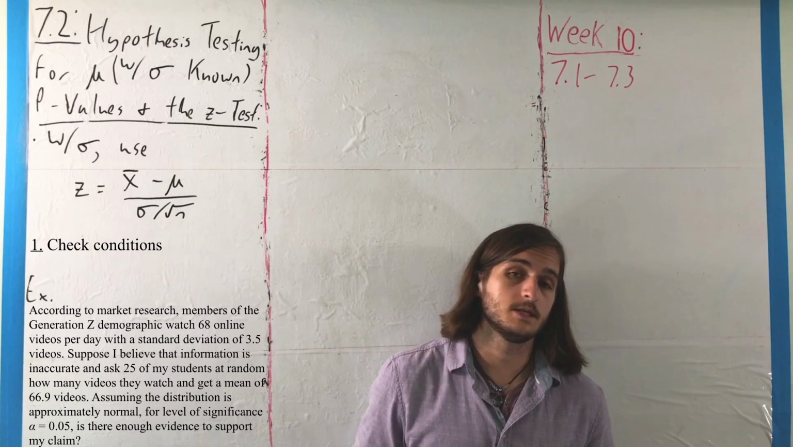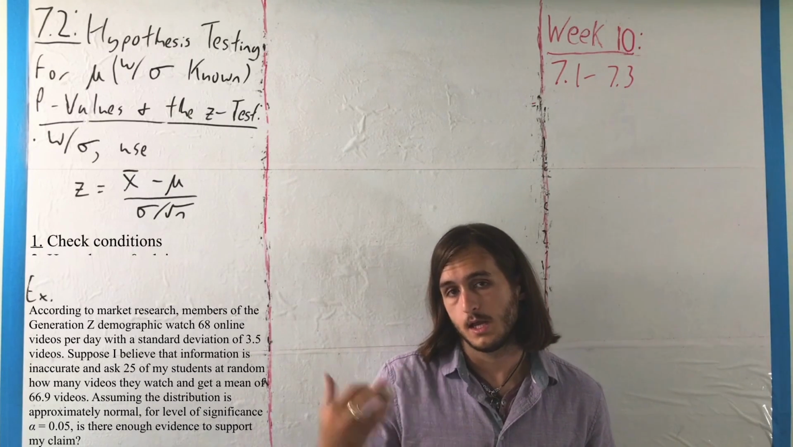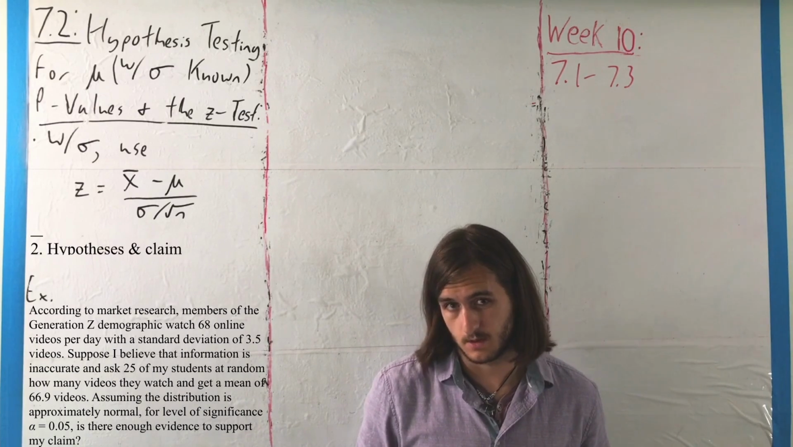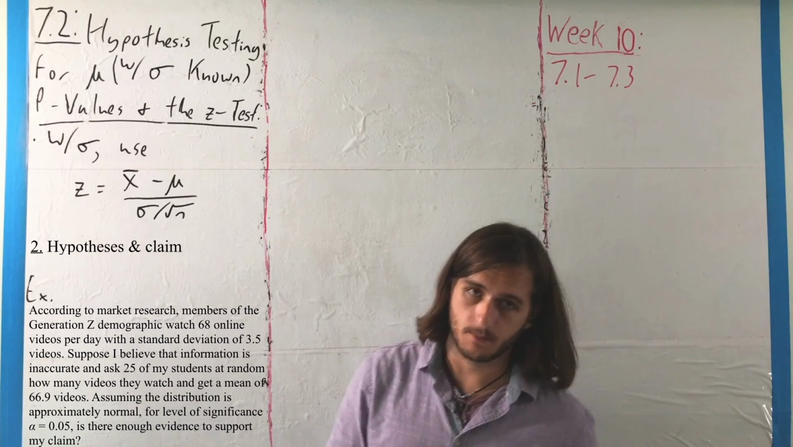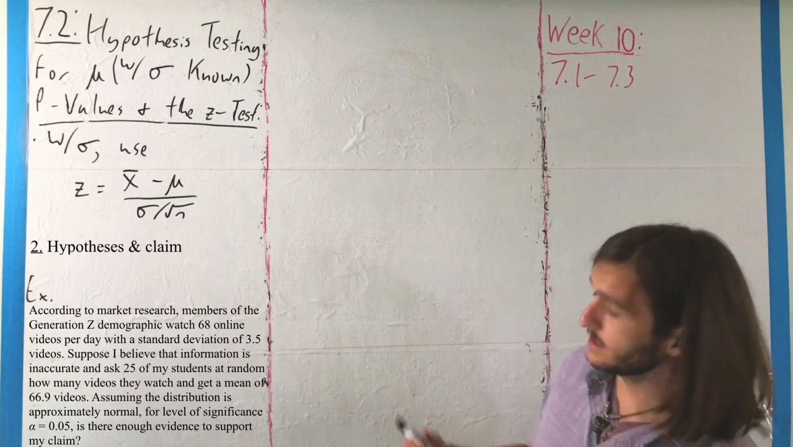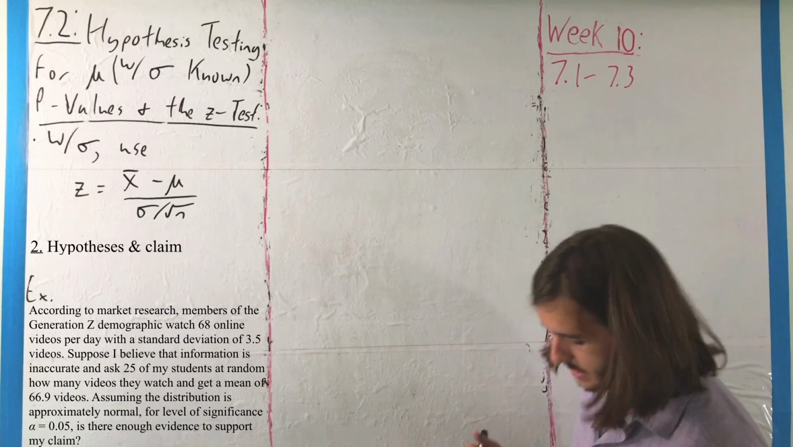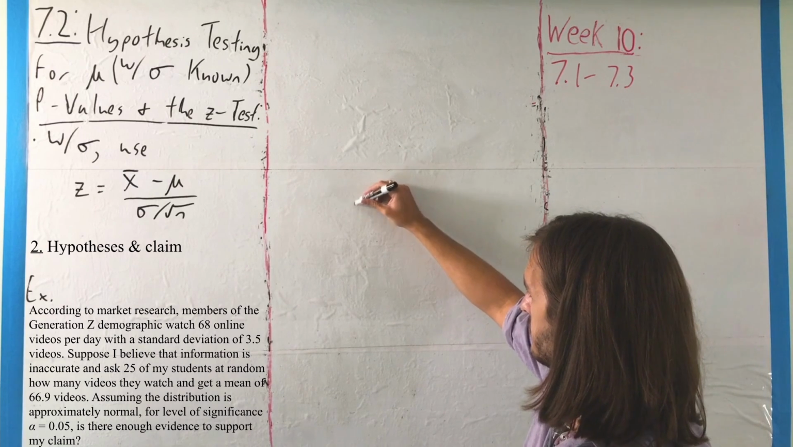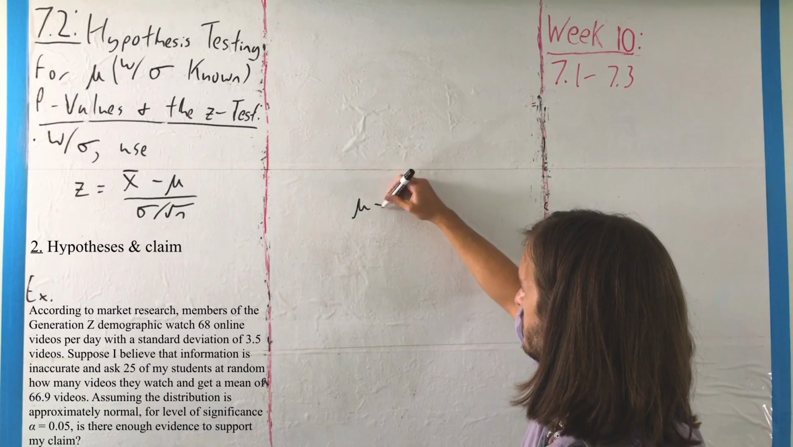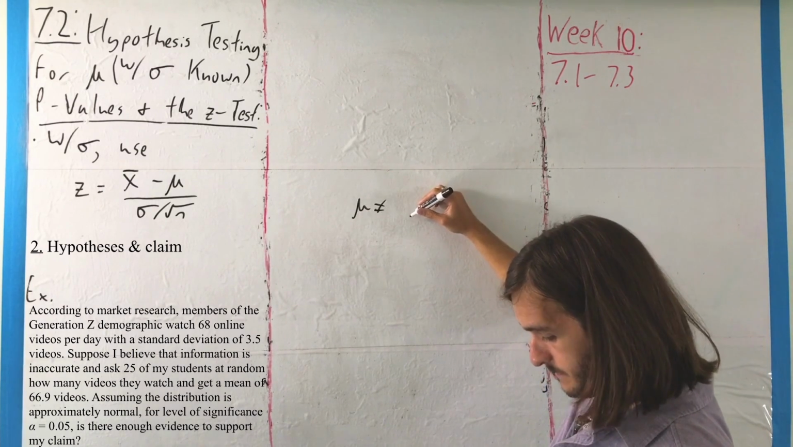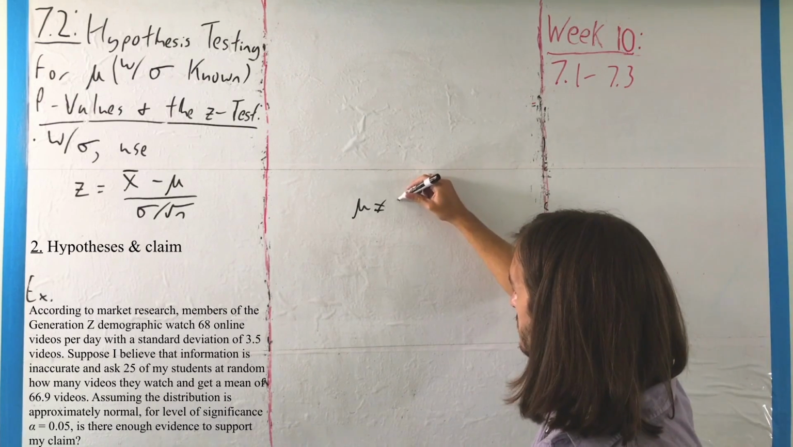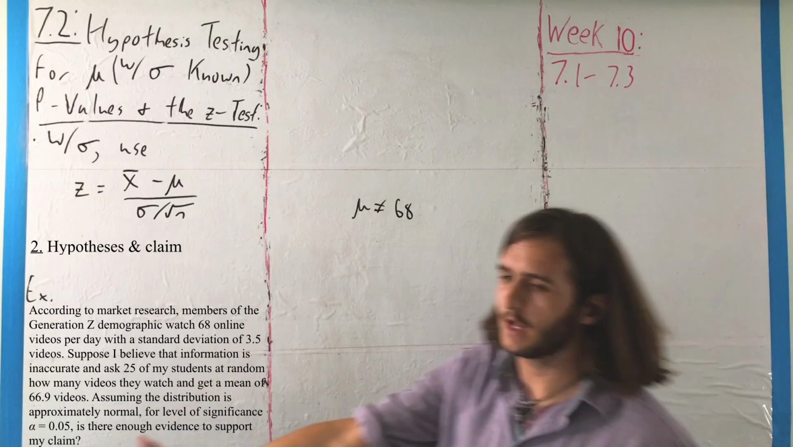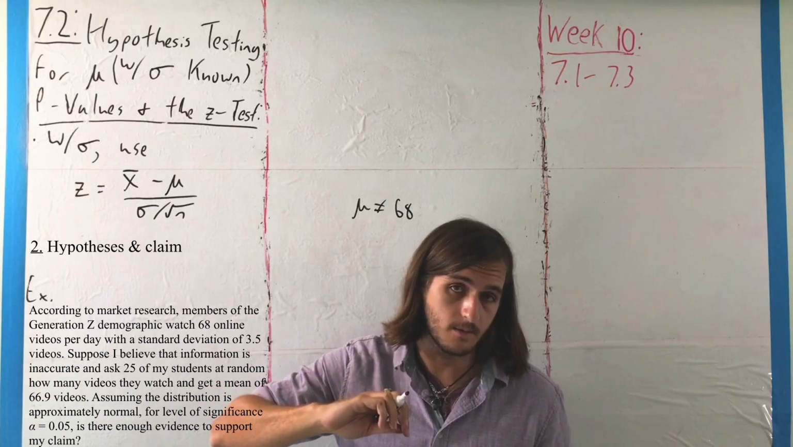Now that we know we can proceed with the z-test, the next thing we want to think about is, well, what are we talking about? So that means setting up our hypotheses as well as the claim. In this case, I am making a claim, and my claim is that the mean that we're talking about here, mu, is something other than the supposed value of 68. Remember, that market research indicates blah, blah, blah. That's not actually the claim.